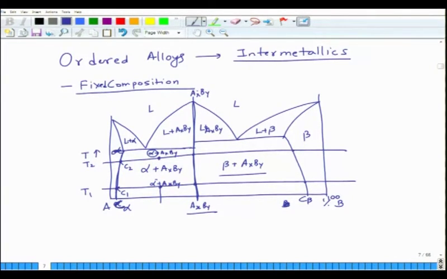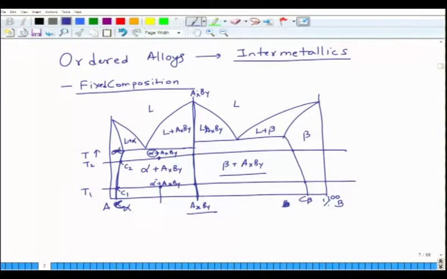This is a line compound, which means it has a fixed composition and it forms only at that particular composition. So in two-phase alloys, at a composition you will have two phases, one of them may be a line compound, another a solid solution. For example, cementite, as we see in steel, is a fixed composition compound. Okay. So in steel, that is a very good example actually.